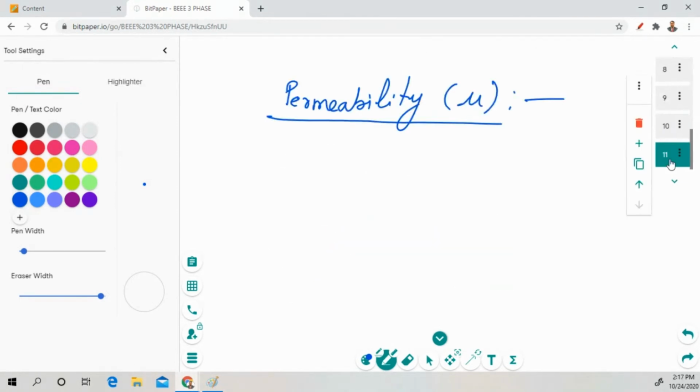How can we represent permeability? Permeability can be represented by mu. The ability of a material to conduct magnetic lines of force through it is called the permeability of that material. The ability of a material to conduct magnetic lines of force through it.